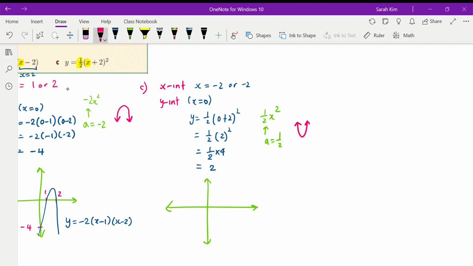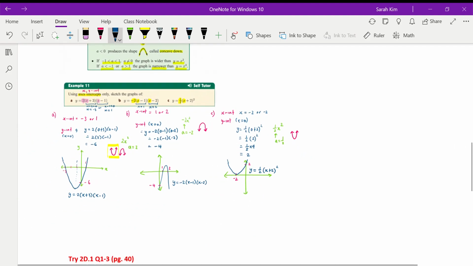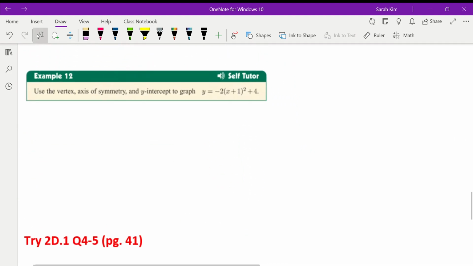So negative 2, let's say that's negative 2. Y-intercept's at 2, so it's going to look something like this. And then I just write my function y equals half x plus 2 squared. Alright, there we go. So copy that down, and then we're going to do this one.